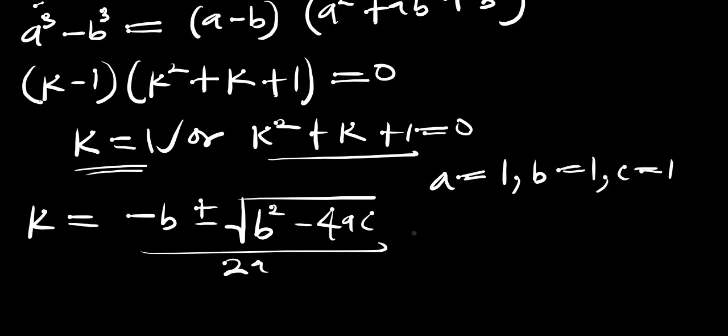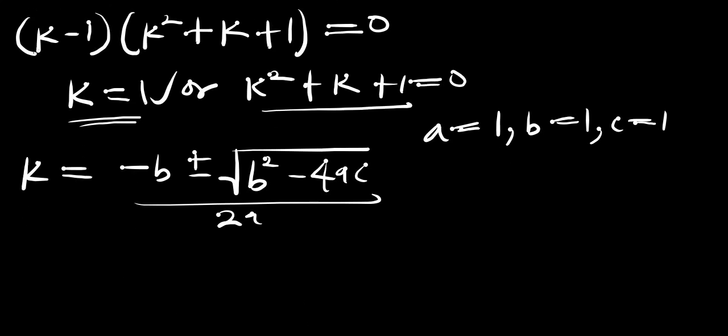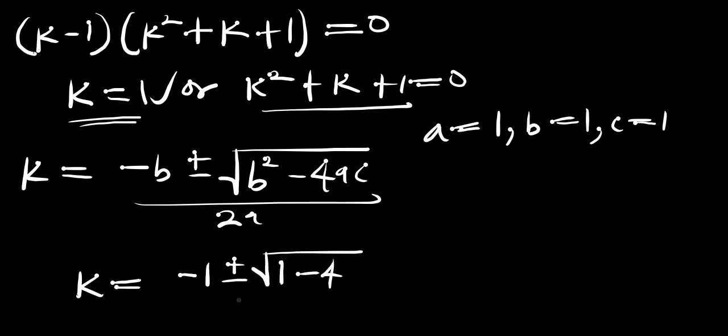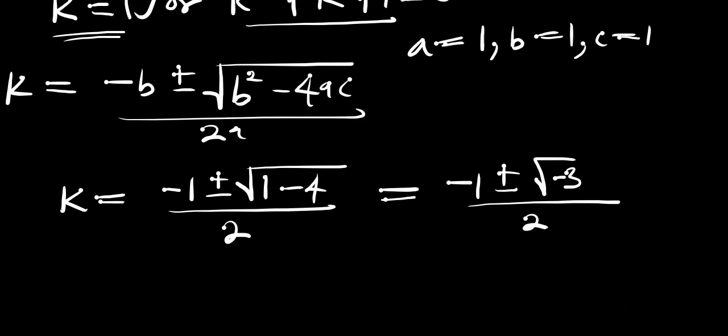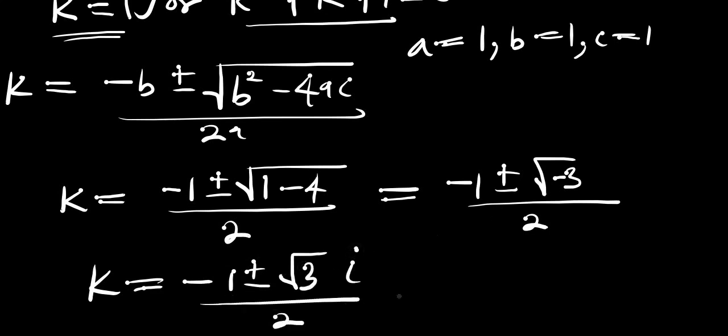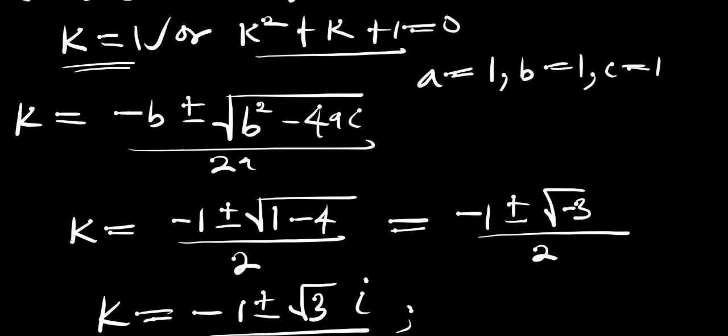So let's insert everything. We are going to have k = (-1 ± square root of 1 - 4) divided by 2 times 1, and this equals (-1 ± root of -3) divided by 2. This simply means we are going to have k = (-1 ± root 3 times i) divided by 2, because of this negative here. Now this is a complex solution for k.